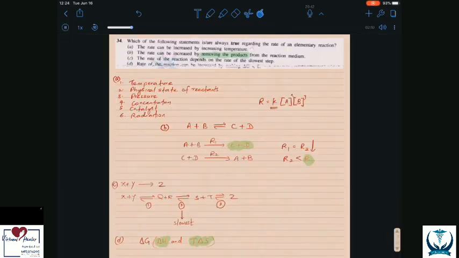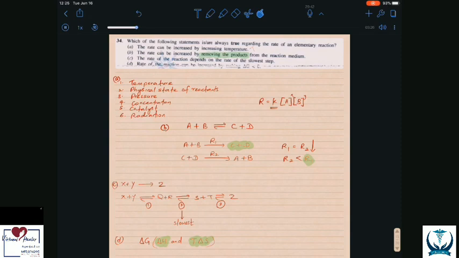Question number 34 is based on the rate of reaction of an elementary reaction. In any reaction, the rate depends on a number of factors: temperature, physical state of reactants, pressure, concentration, catalyst, and the presence of radiation. These are expressed in the rate law, where concentration is directly mentioned, but the constant K is influenced by the other factors.